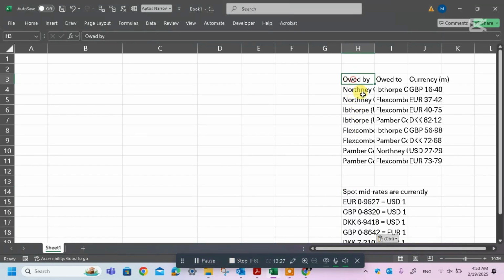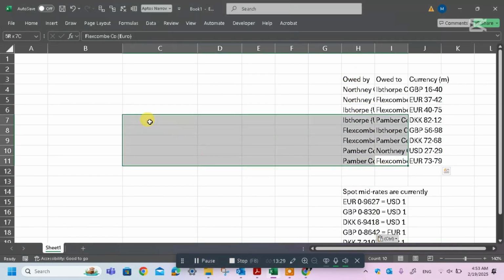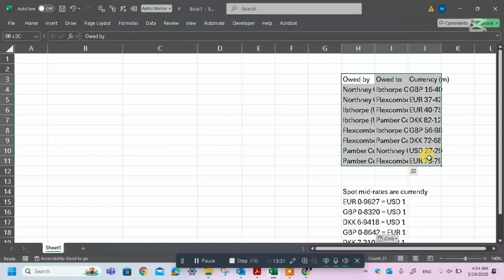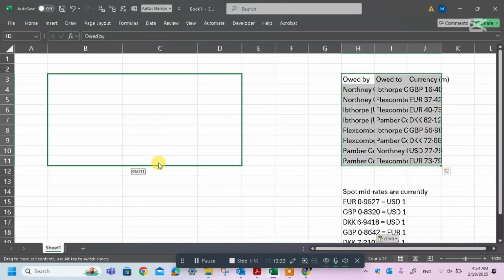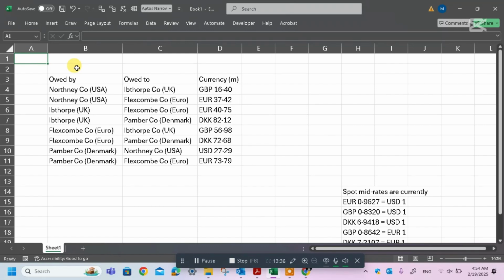So to convert it, let me have the table as it is here: out by, out to, and the currency. Let's keep it here. Let's have headings. Let's call it Annexure 1. Annexure 1. This is about intra-group netting.